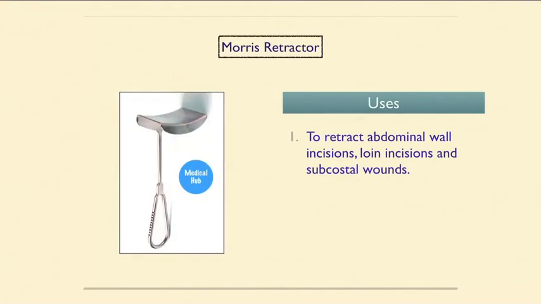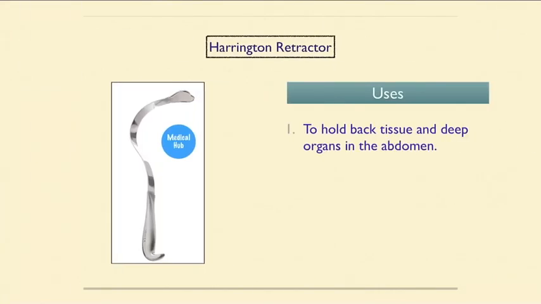Next is Morris retractor. It is used to retract abdominal wall incisions, loin incisions, and subcostal wounds. Next is Harrington retractor. It is used to hold back tissue and deep organs in the abdomen.